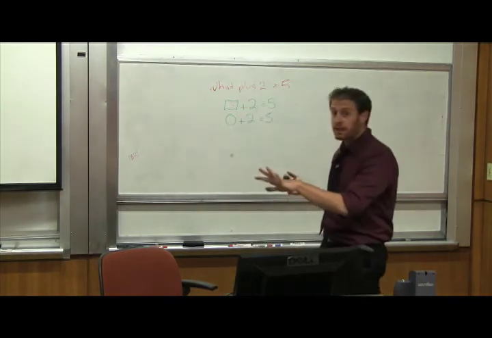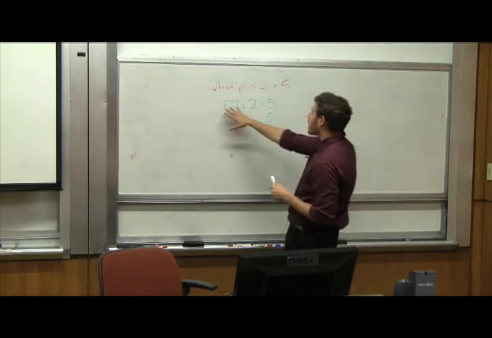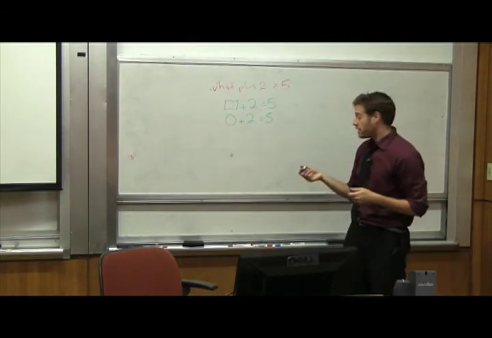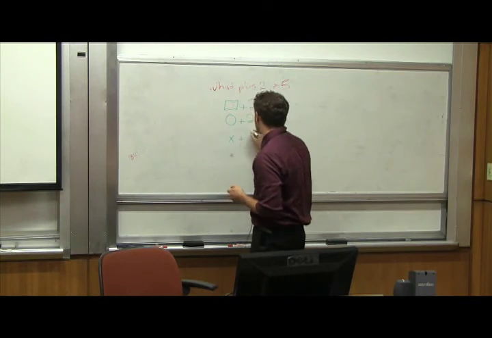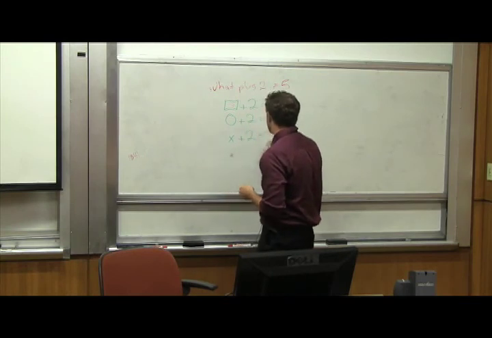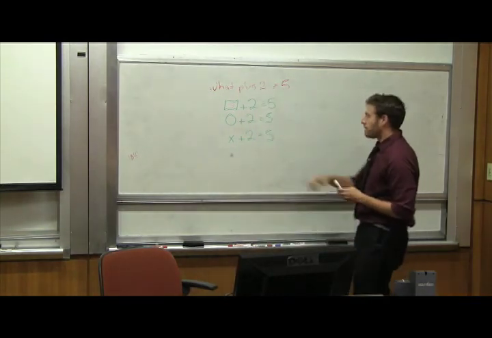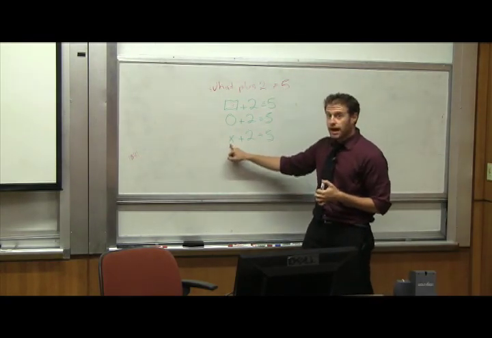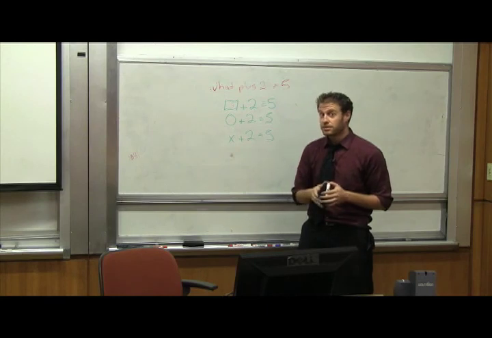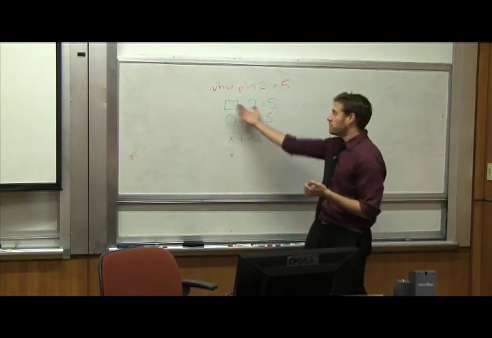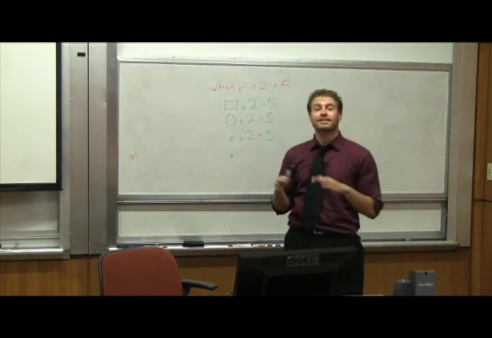So let's try and plan this out. So instead of a box, let's try and use a letter. Okay? So let's say X, the most common variable, plus 2 equals 5. All right? Now you know that X is unknown right now, but it could only mean one thing, because there's only one thing plus 2 that equals 5, and that would be 3. All right? You're still going to solve this the same exact way.